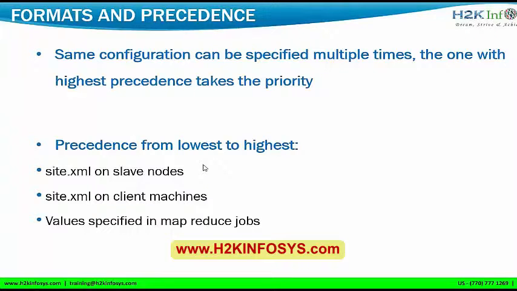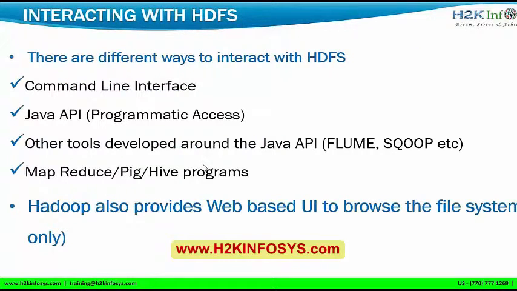And the highest precedence goes to my MapReduce jobs. Whatever I declare in my MapReduce program will take the highest priority. Suppose in my MapReduce program I declare that the number of reducers should be 3. Even though I have some other value in my MapReduce site.xml, this value will get overridden for that particular program. So this is how the precedence goes.